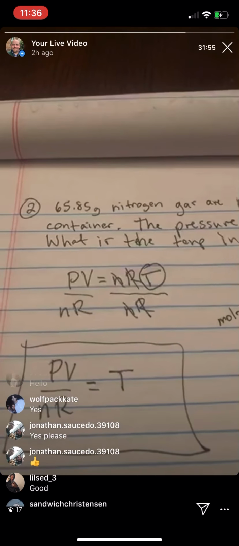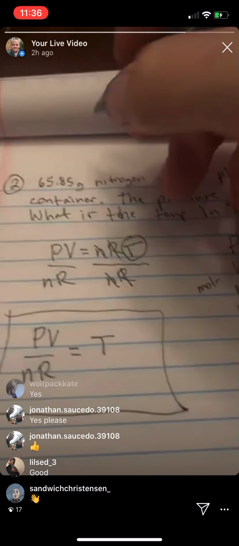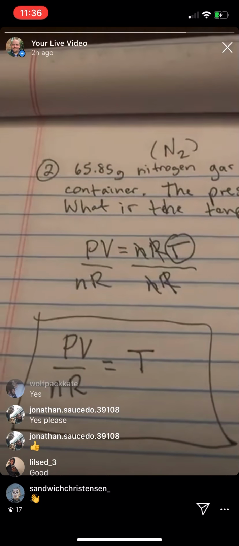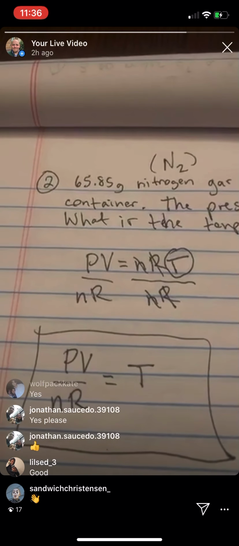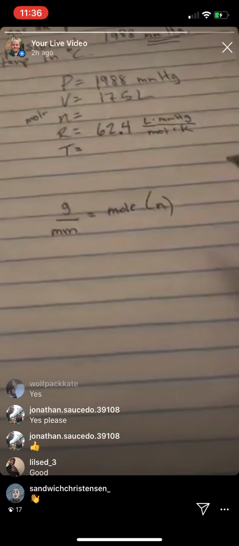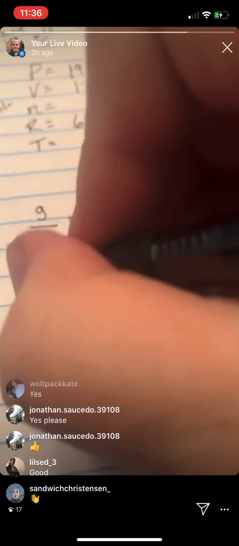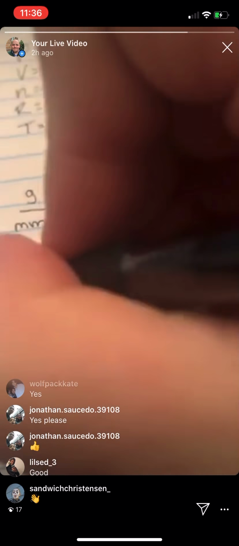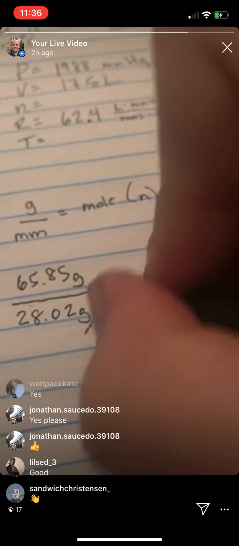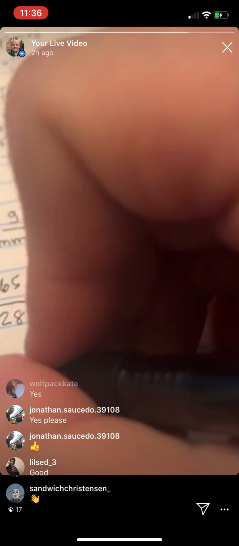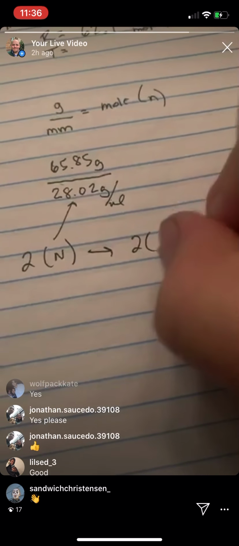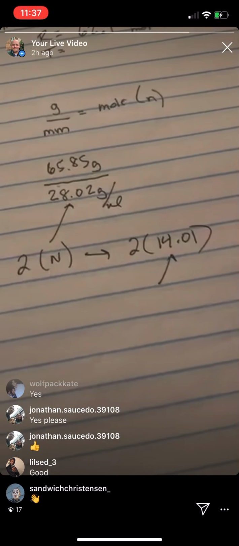So because of that, nitrogen gas actually is N2 in this case. And that makes a difference because it's twice the number of grams for the molar mass of nitrogen. It's not just 14.01, it's actually 28.02. So let's solve for the mole amount. So we have our grams at 65.85 grams divided by the molar mass, which is 28.02 grams per mole. And we got this value from doing 2 times N, which is 2 times 14.01. That number comes from the periodic table.